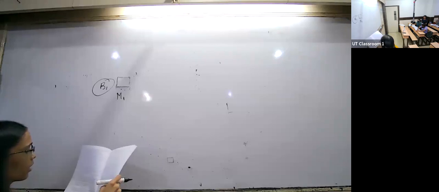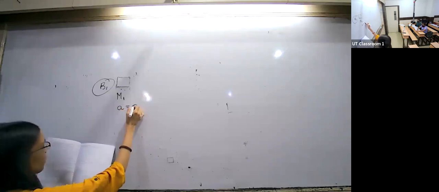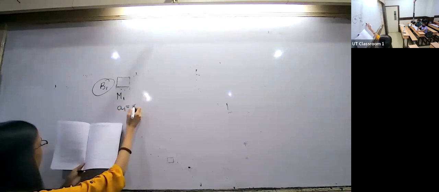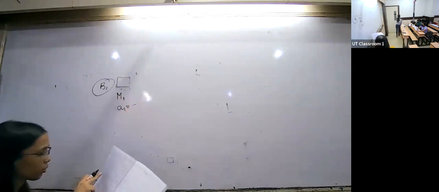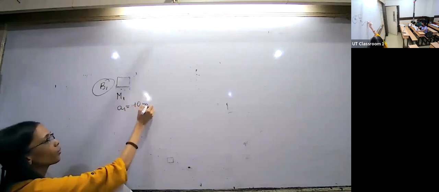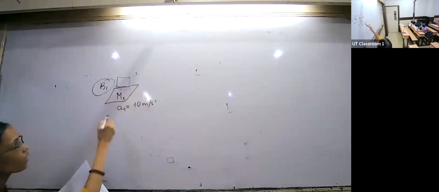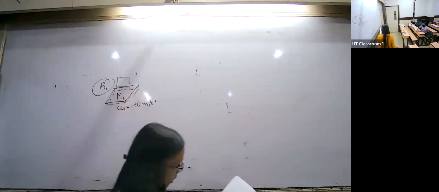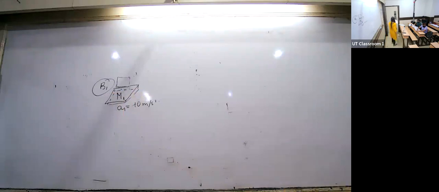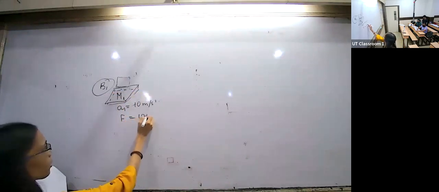M1 is not given. So that is m1, and the acceleration of block 1 is 10 meter per second square. So this is that block of mass m1. Then the force of 10 Newton acts on it. So the force acting on this is 10 Newton.